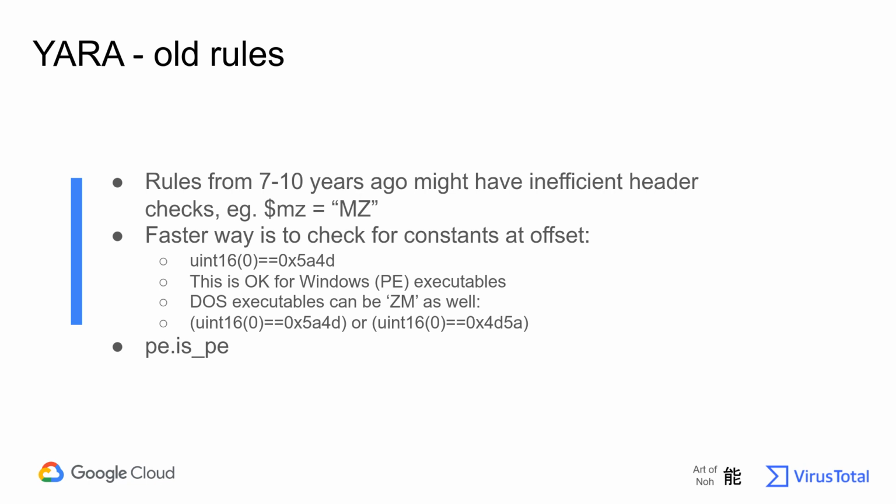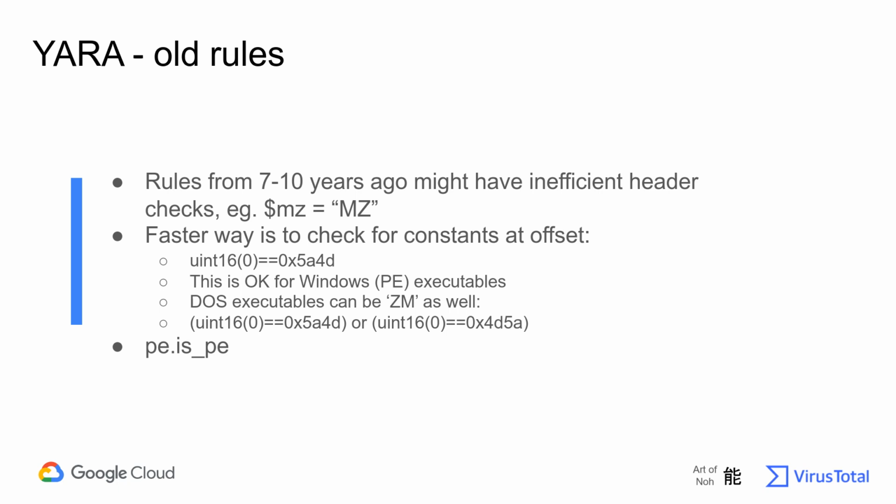In Windows, actually, in the latest versions of Windows, they fixed this. So if the executable starts with ZM, Windows complains that there's something bad going on there. But yeah, if you want to do a complete check, that would be uint16 of 0 equals 5a4d, or uint16 of 0 equals 4d5a, so the other way around.